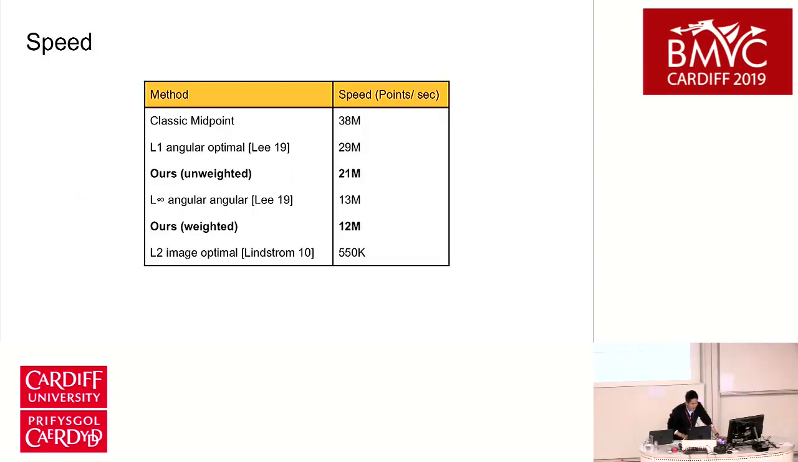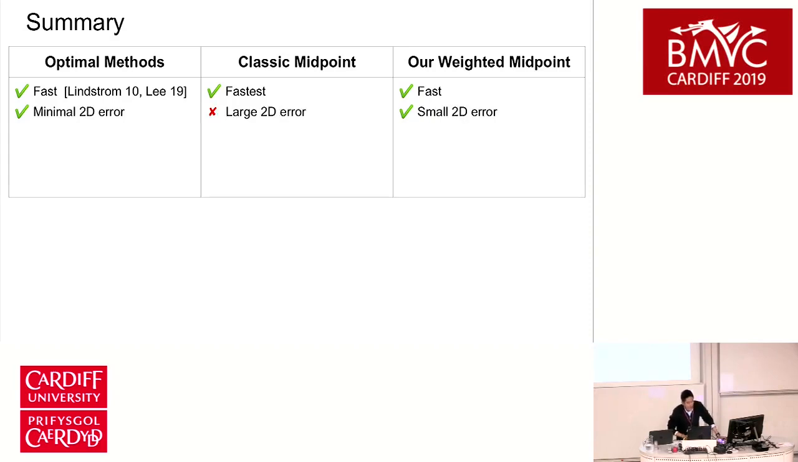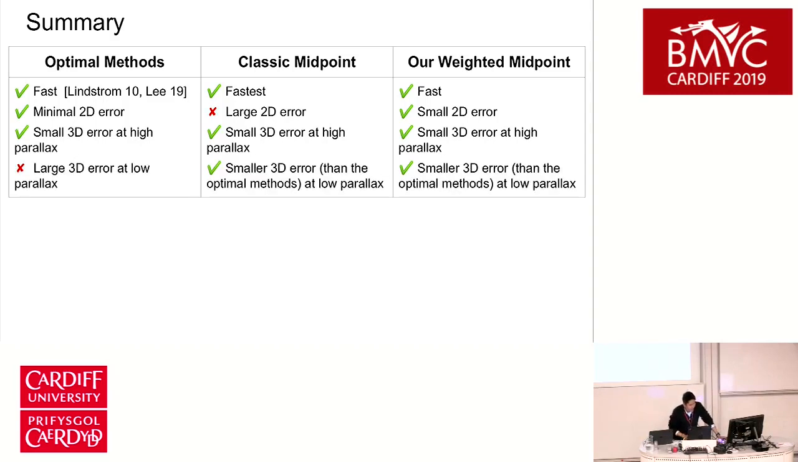As for the speed, the classic midpoint method is still the fastest. And our methods have the speed comparable to that of the state-of-the-art optimal methods. So in summary, our method is as fast as the state-of-the-art optimal methods, and it produces smaller 2D error than the classic midpoint method, although not minimal. At high parallax, all methods produce equally small 3D error, but at low parallax, classic midpoint method and our midpoint method produce much smaller 3D error than the optimal methods.